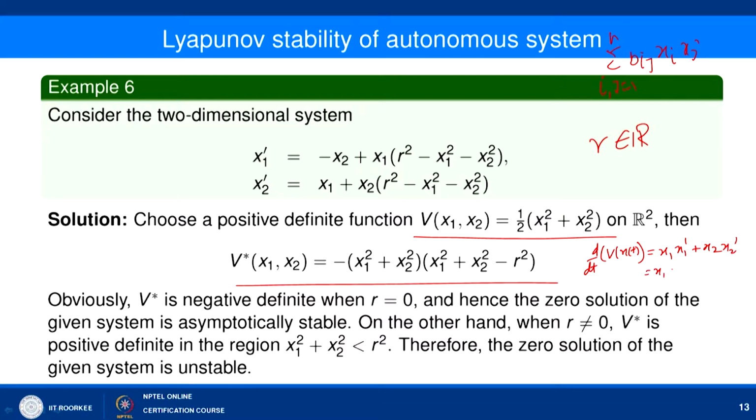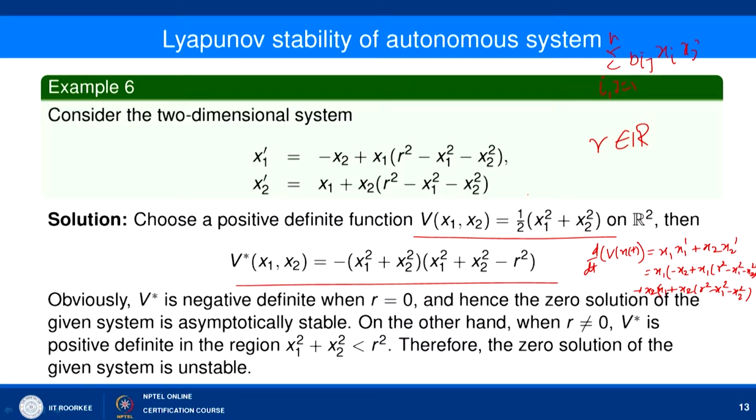Now, x1 dash is already given as minus x2 plus x1 (r square minus x1 square minus x2 square) plus x2, and here it is x1 plus x2 (r square minus x1 square minus x2 square). If you simplify, you will get V star of x1 x2 as minus of (x1 square plus x2 square) times (x1 square plus x2 square minus r square). You look at this minus, because we are simplifying this, as we are writing this as x1 square plus x2 square minus r square. Okay, so V star x1 x2 we have already obtained here.